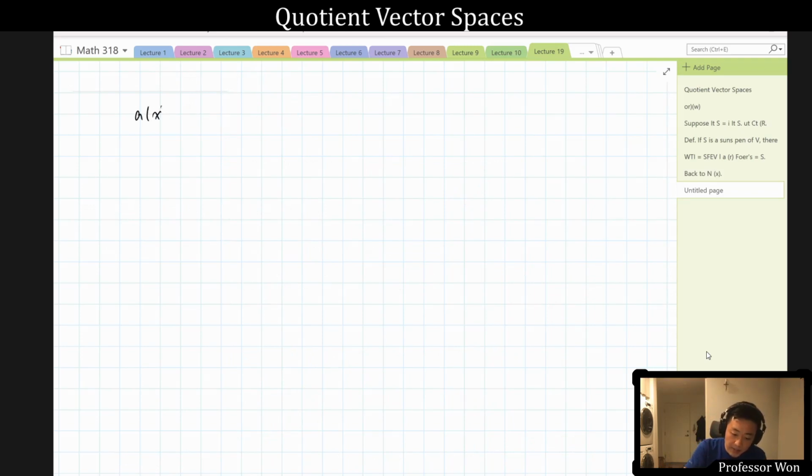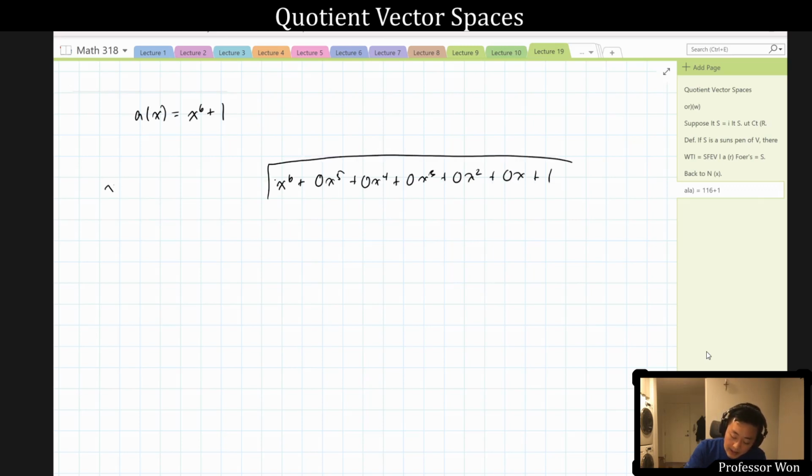Let's take a(x) to be the polynomial x to the 6th plus 1. Well, I want to know the remainder after you divide by p. How do you do that? You write x to the 6th plus 0x to the 5th plus 0x to the 4th plus 0x cubed plus 0x squared plus 0x plus 1, and you divide that by x to the 5th minus 20x to the 4th plus 8x squared minus 10. And you can do the long division. So you get an x here, you get x to the 6th minus 20x to the 5th plus 8x cubed minus 10x.